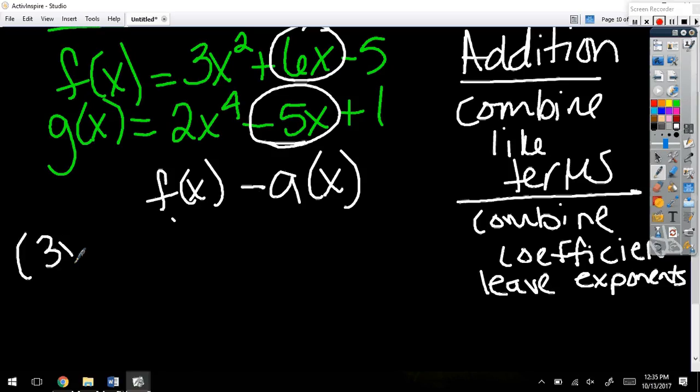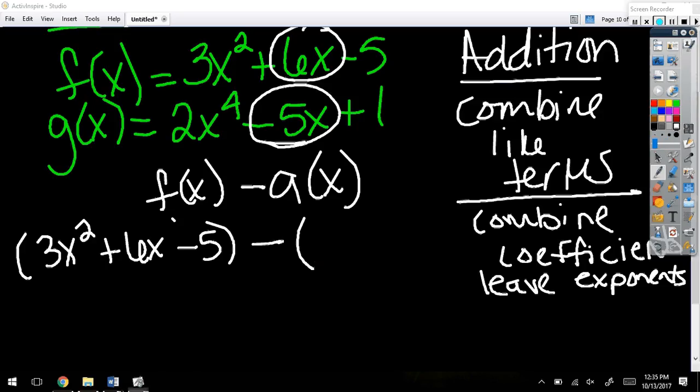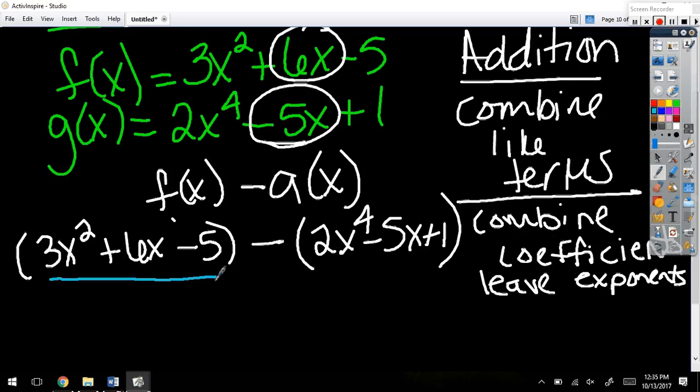So now if I have 3x squared plus 6x minus 5 minus 2x to the 4th minus 5x plus 1. Same, change the sign. Exactly, that's what I was waiting on. Oh, subtraction. Yes, you want to change everything inside. You want to change everything in the parentheses that follows the subtraction sign, because you're subtracting that entire function. Does that make sense?